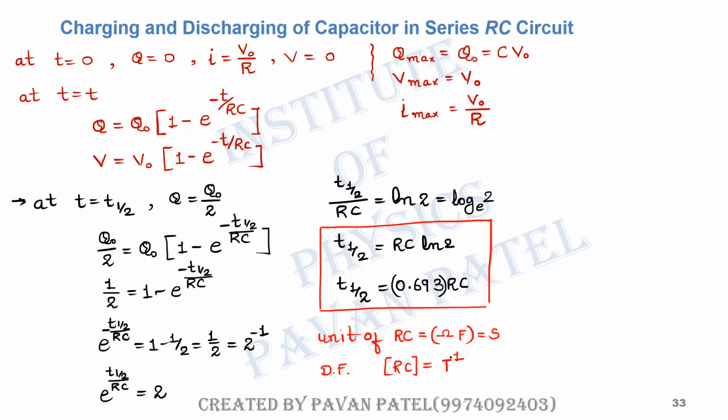This question has also come many times: what will be the unit or dimension formula of RC? Right, so what is the value of t half? 0.693 times the value of resistance and the value of capacitance. Okay, so please remember this as a short technique.